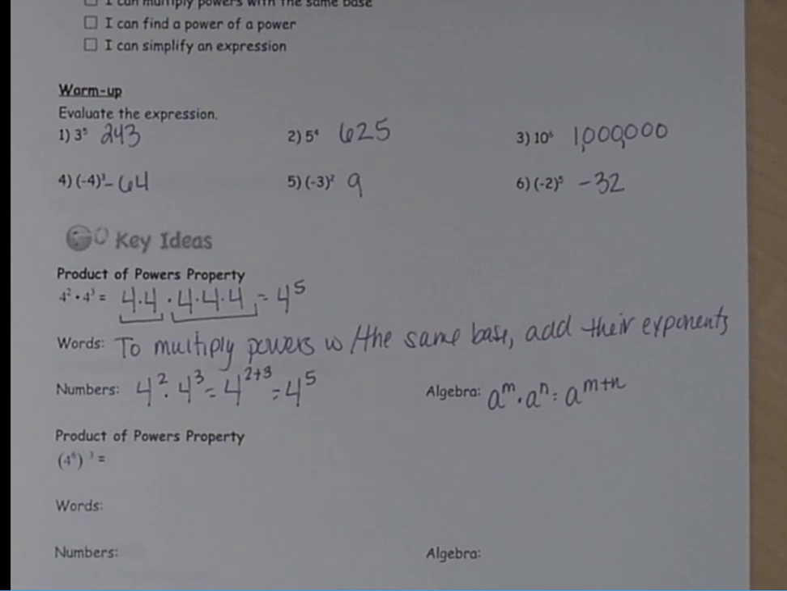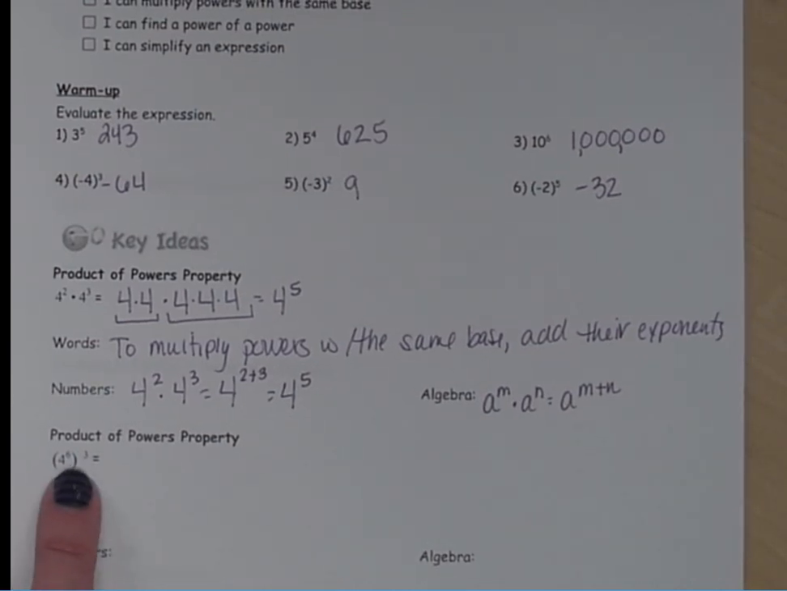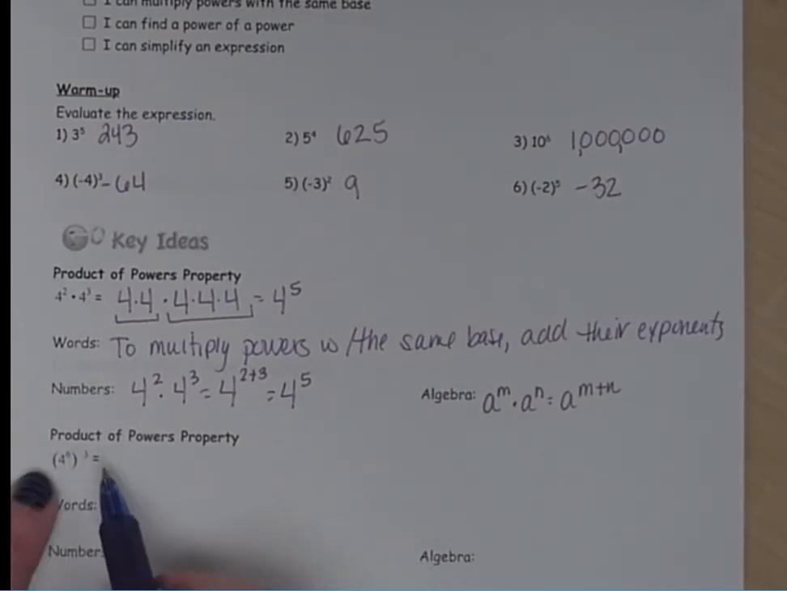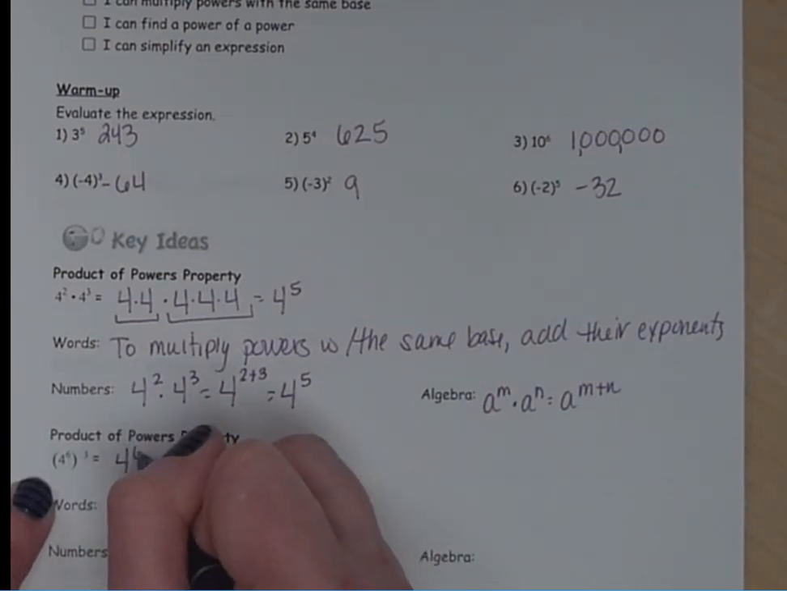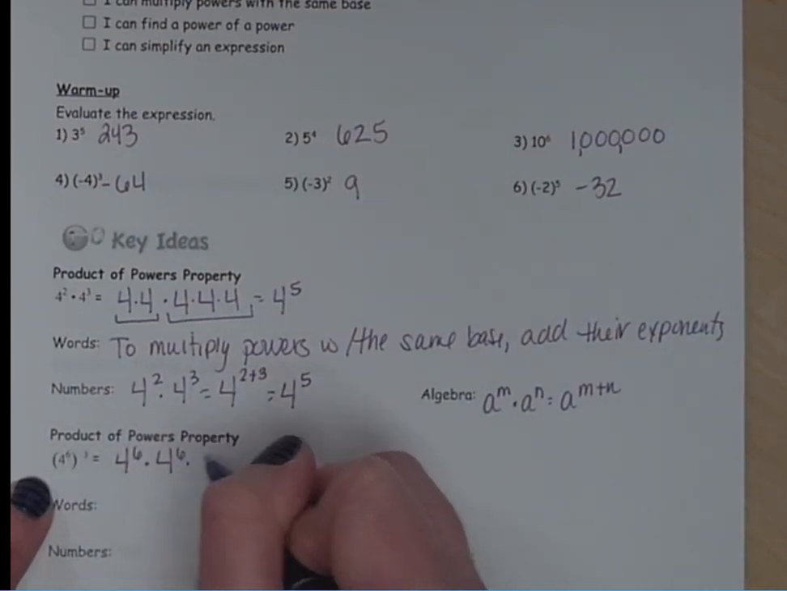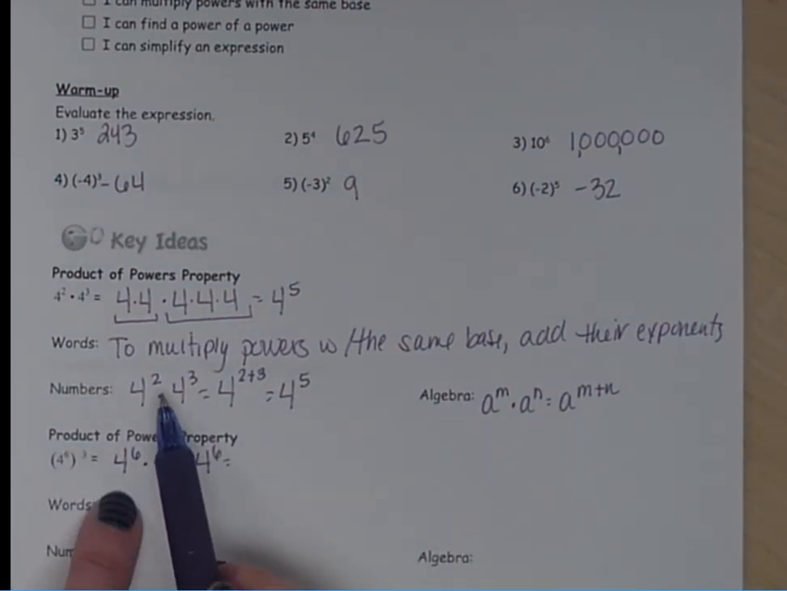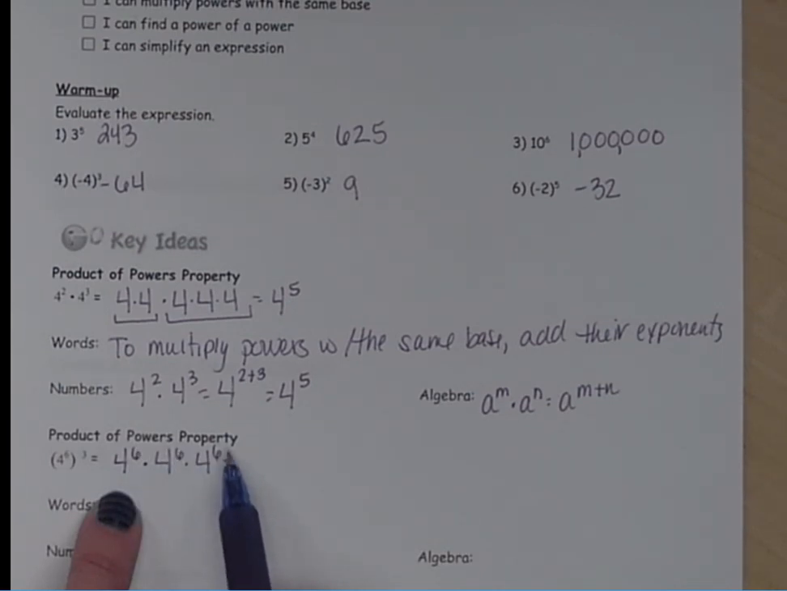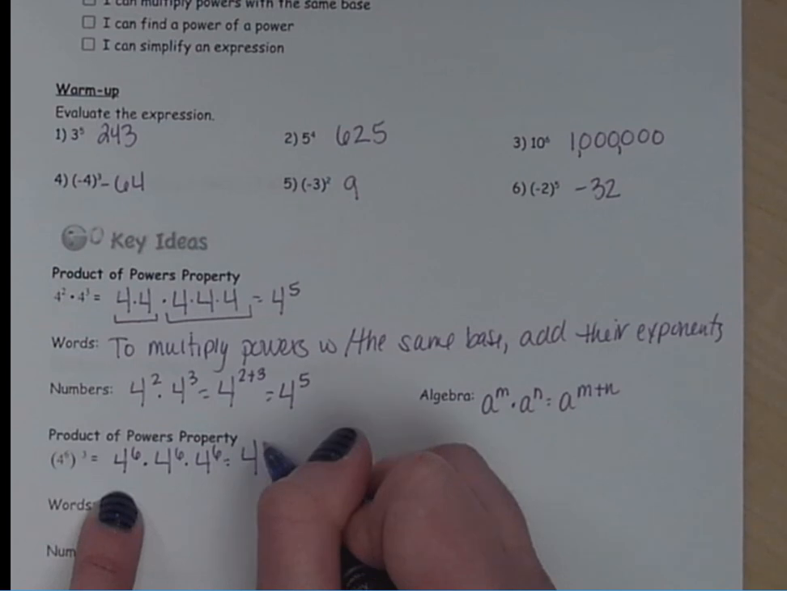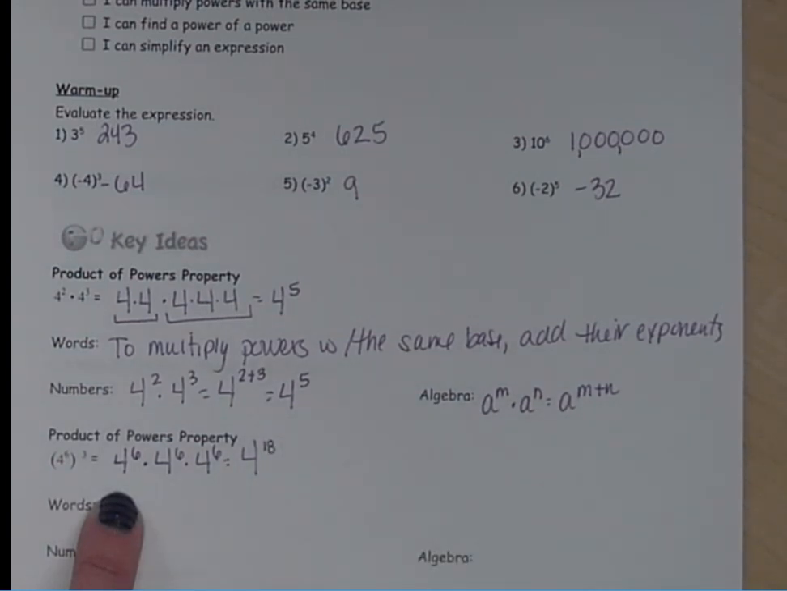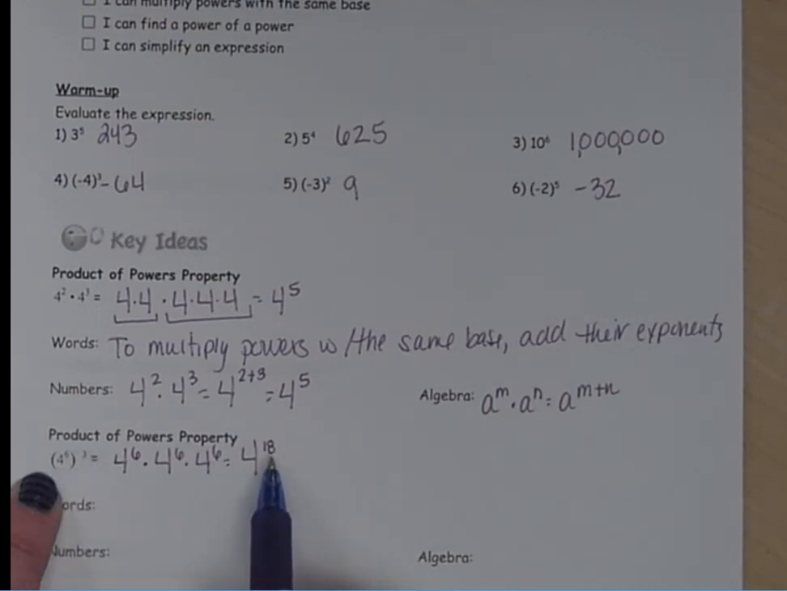Well, what happens when we take a power to a power? If I think about that, that's 4 to the 6th times 4 to the 6th times 4 to the 6th. When I have powers of the same base, it would be 6 plus 6 plus 6, so that is 4 to the 18th. If I look at my exponents here, 6 and 3, how do I get 18? 6 times 3 is 18.